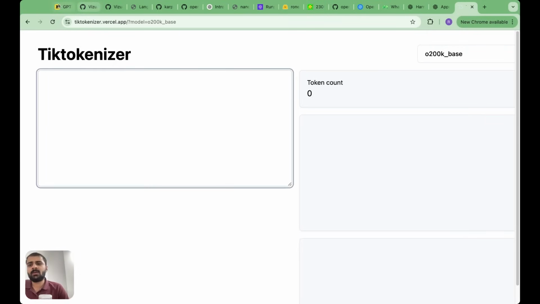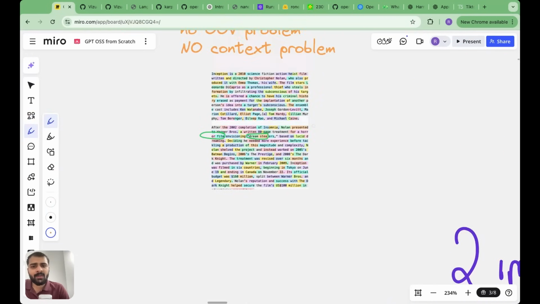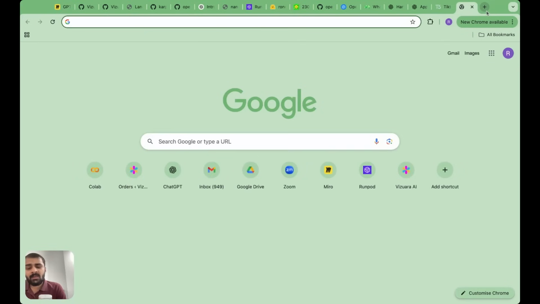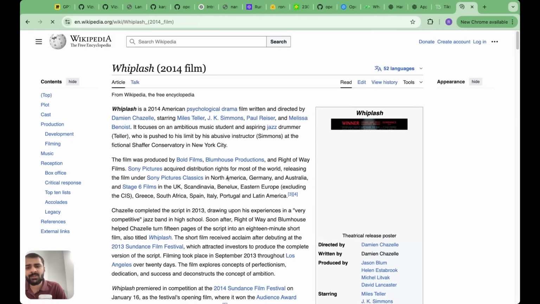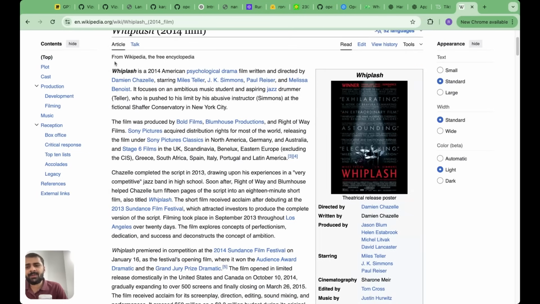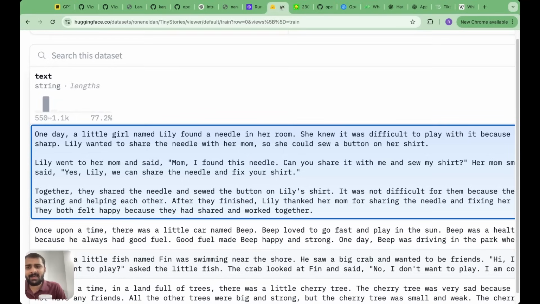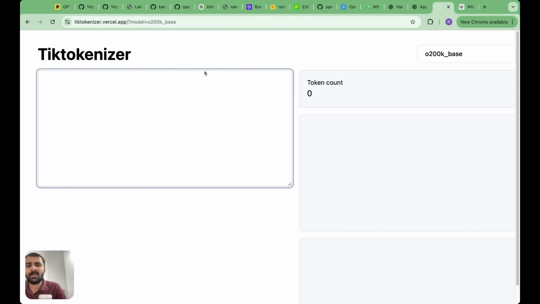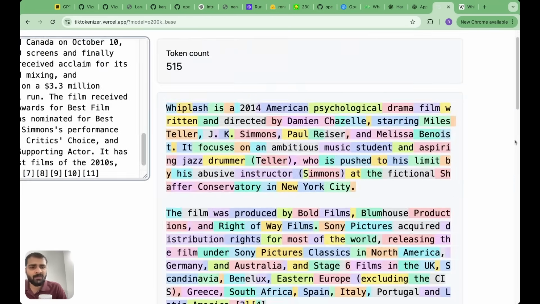Let's take something from our text and type it over here. Maybe I'll go to some movie which I like, and I'll take the introduction and put it here. I'll show you how it's essentially tokenized so that you understand tokenization. What I'm showing right now is exactly what will happen to our stories when they are tokenized using the GPT-OSS tokenizer. You put this story over here, and here you see the different tokens.